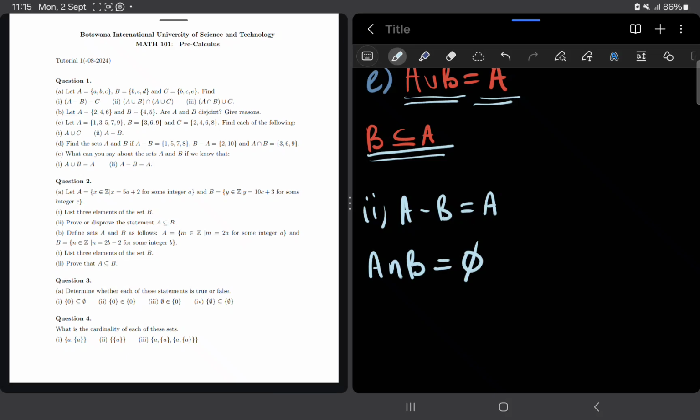Because if you remove B from A, you still get A. So B has nothing which is also in A. That is what it means. And this would be what it is, and you'd be done.